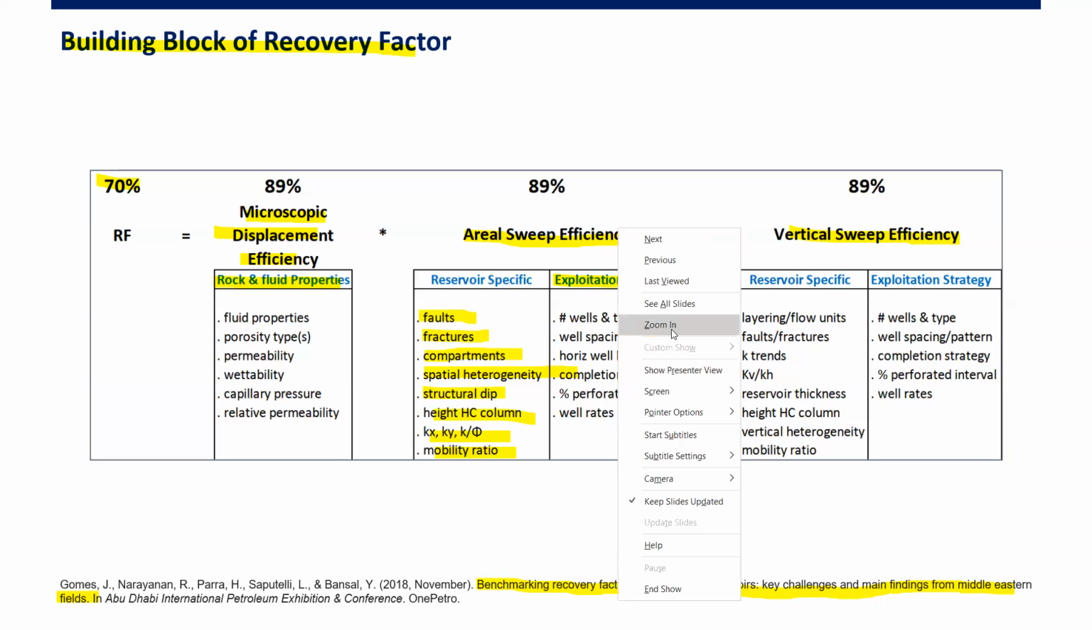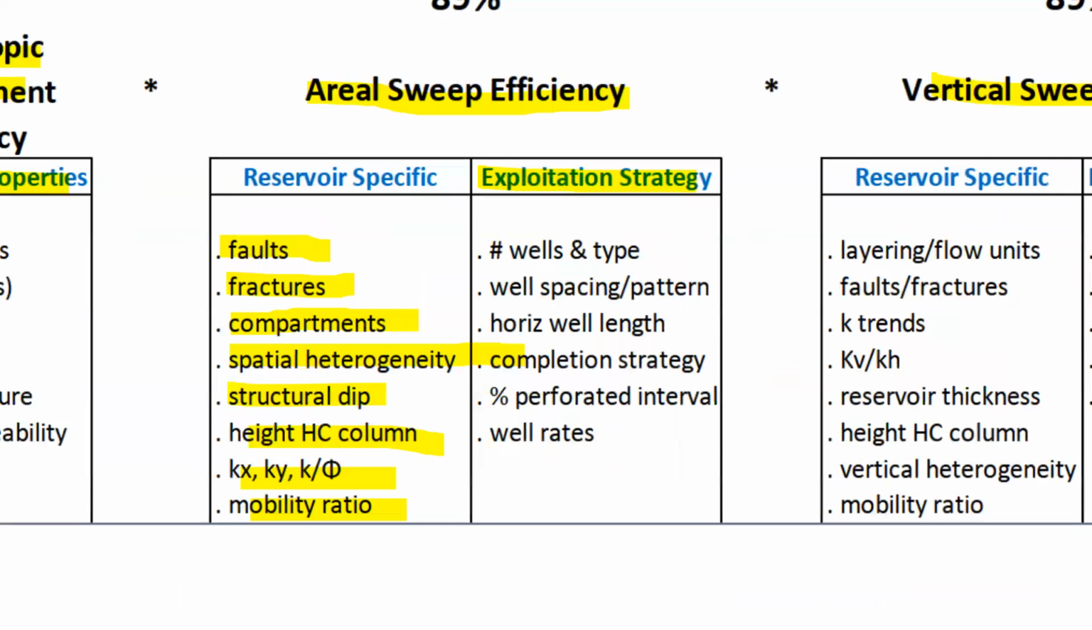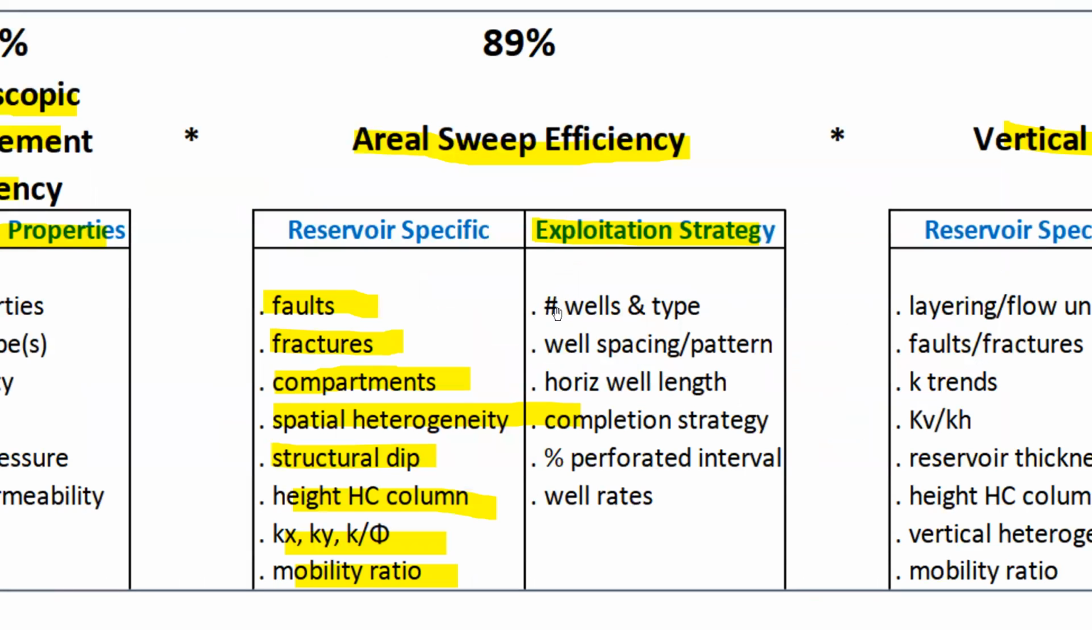Okay, so we can do something about this by setting the number of wells and the type of wells, whether it is vertical, directional, deviated, or horizontal. All of those things will control the areal sweep efficiency. So we can do something about it. If you want to get areal sweep efficiency as high as possible, then you can do something about the number of wells and the type of wells that you will select, all right?